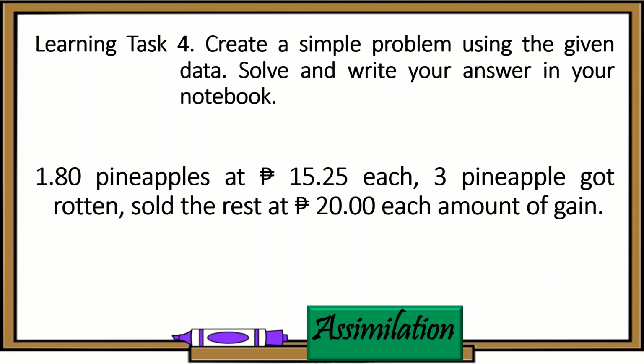We are now down to our assimilation part at para sa inyong learning task 4, gagawa kayo ng simple problem gamit ang mga data na makikita nyo sa bawat bilang. Isusolve nyo ito at isusulat ang inyong sagot sa inyong notebook o inyong answer sheet. For number 1, ang ibinigay na data ay 80 pineapples at 15 pesos and 25 centavos each. 3 pineapples got rotten, sold the rest at 20 pesos each, amount of gain.